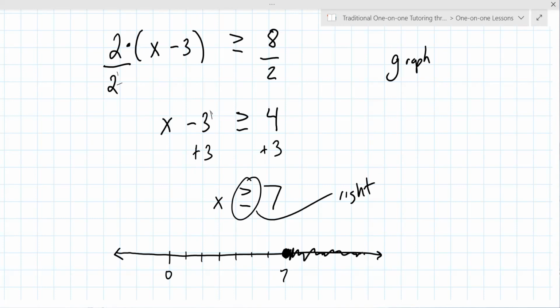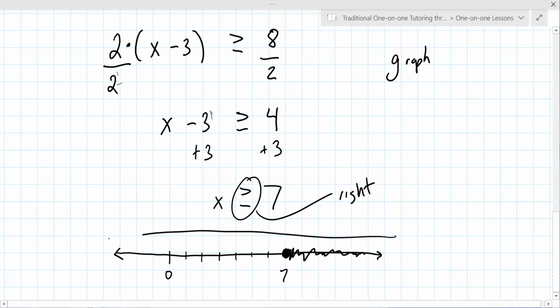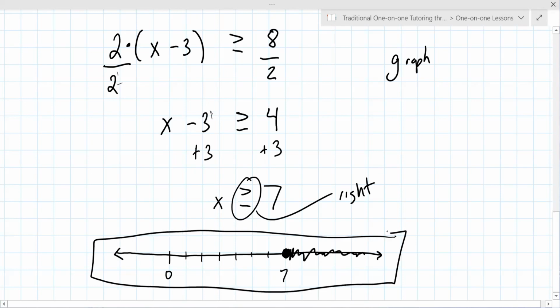I'm trying to write it. So what I'm putting in a box here, this is what I was asking you to do on your pencil and paper.